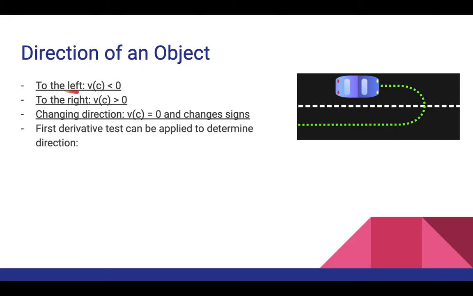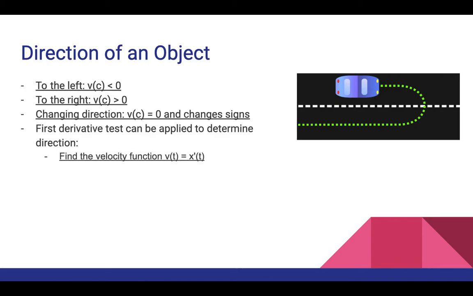So again, to the left, velocity is less than 0. To the right, velocity is greater than 0. And if we change direction, our velocity will be equal to 0 and change signs at the specific time of interest. As a result, we can apply the first derivative test to determine direction.